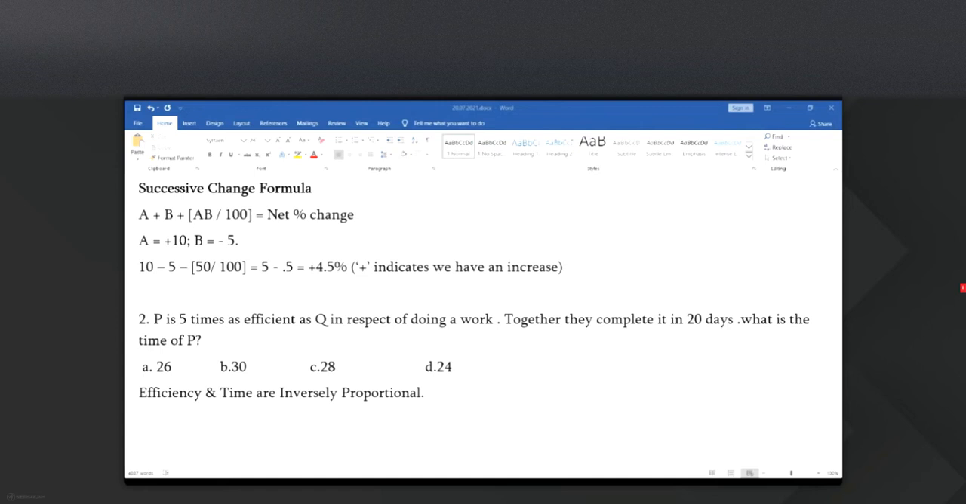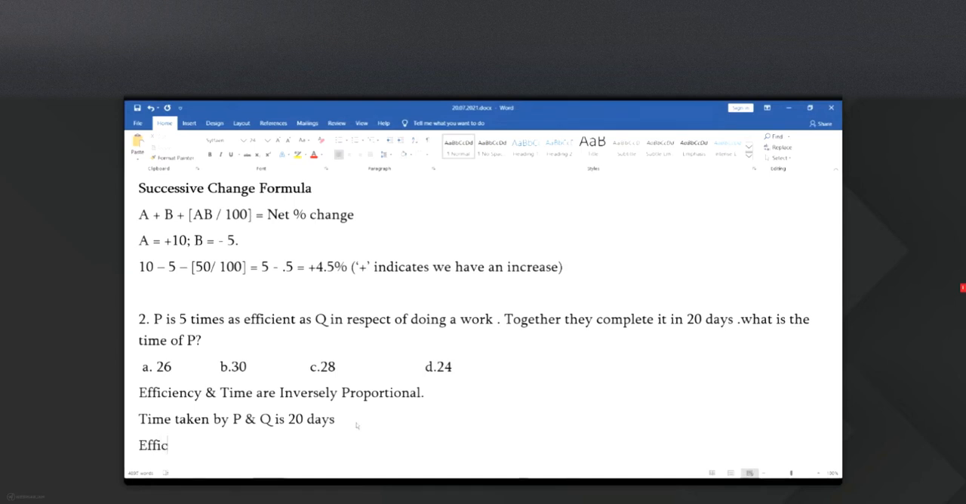One of the easy ways of solving this is, yes, we know efficiency and time are inversely proportional. So for that reason, guys, if P and Q together complete it in 20 days, what does it mean? The time taken by P and Q is 20 days. How do you get efficiency? Because efficiency and time are inversely proportional, I can get the efficiency of P and Q as 1 by 20. I just have to inverse it.